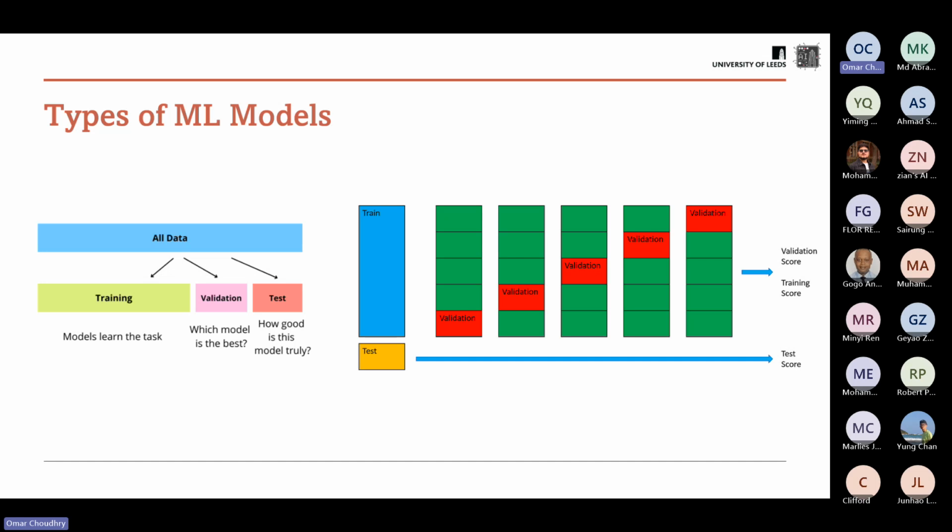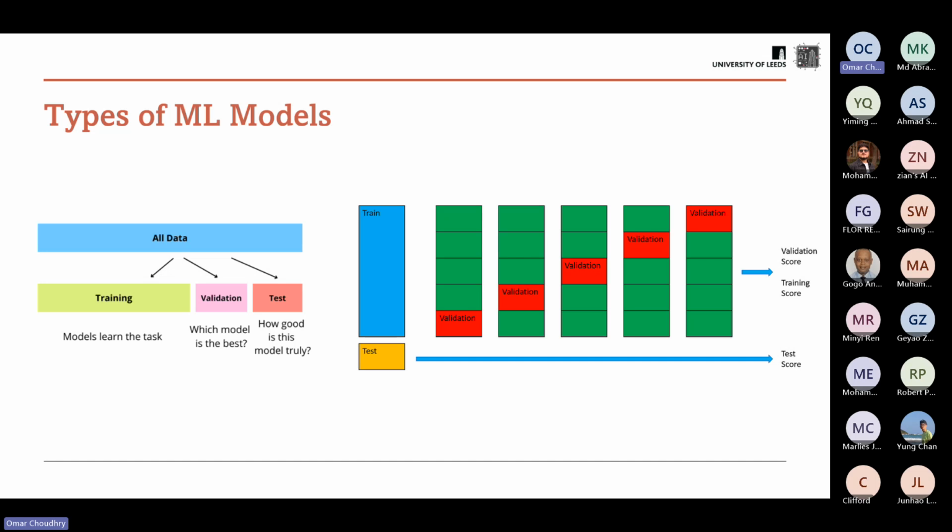In this example, we split it up into 5 different sections. What we're going to do is train on these 4 in green, and then test it on the red, this validation set. And we're going to do the same exact thing, training on all of the green and testing on the red validation set, for every one of these different sections of the data set.